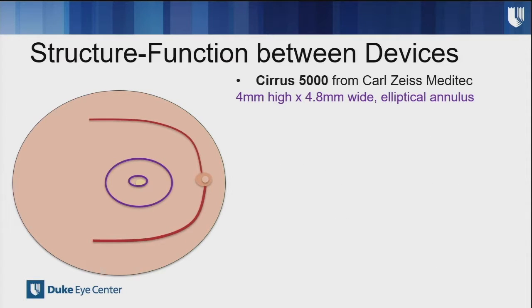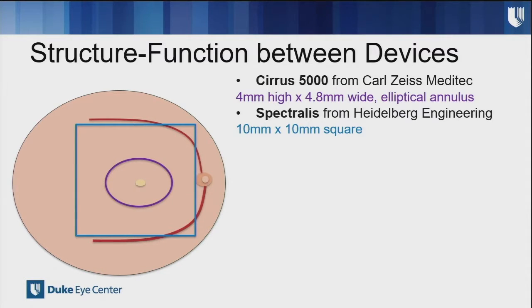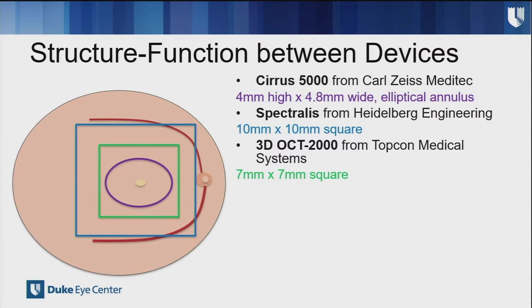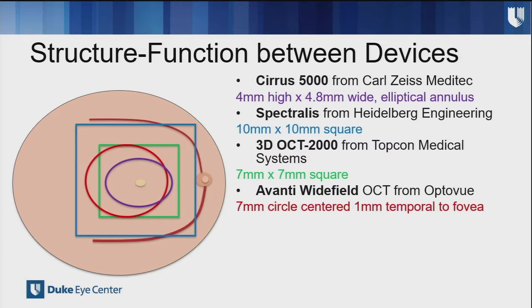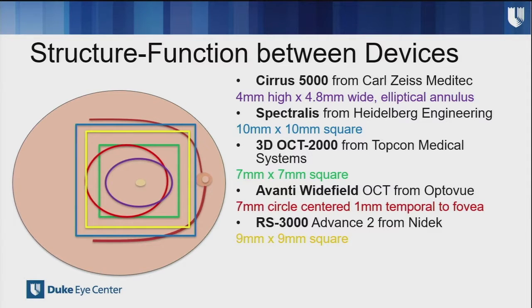The Cirrus uses data from an elliptical annulus centered on the fovea that's 4 millimeters high and 4.8 millimeters wide. The Spectralis uses data from a 10 by 10 millimeter square, the Topcon, a 7 by 7 millimeter square, the OptiView, a 7 millimeter diameter circle centered 1 millimeter temporal to the fovea, and the Nidec, a 9 by 9 millimeter square.